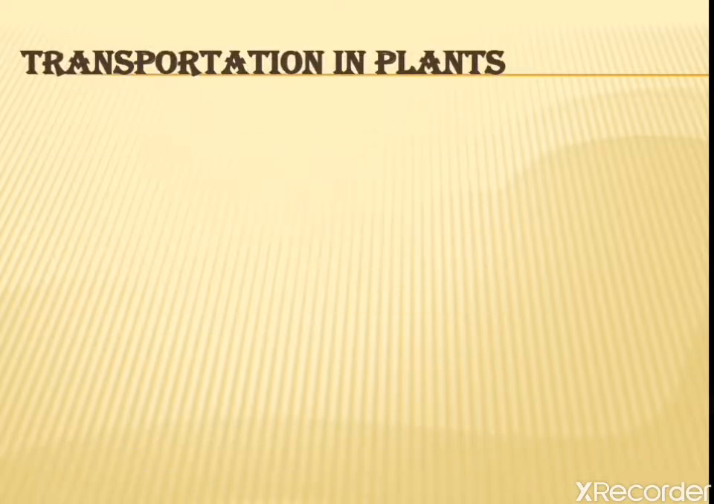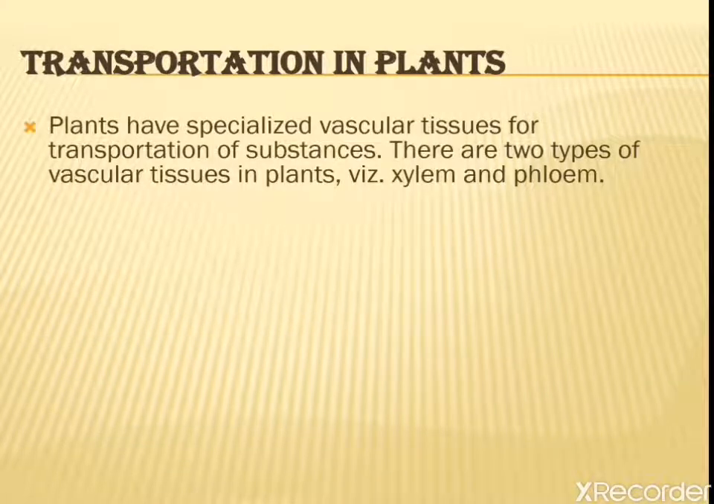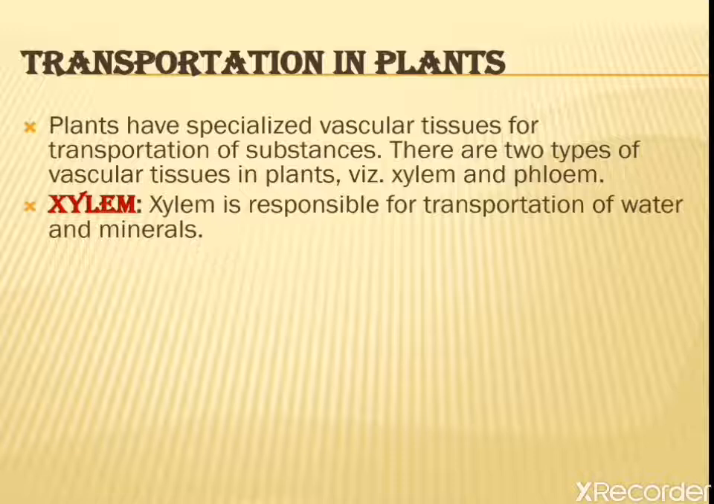Now we will see how transportation takes place in plants. Plants have specialized vascular tissue called as xylem and phloem. These two tissues help in transportation of materials in plants. Xylem. Xylem is responsible for transportation of water and minerals. It only transports in upward direction from the roots to the aerial parts of the plant.